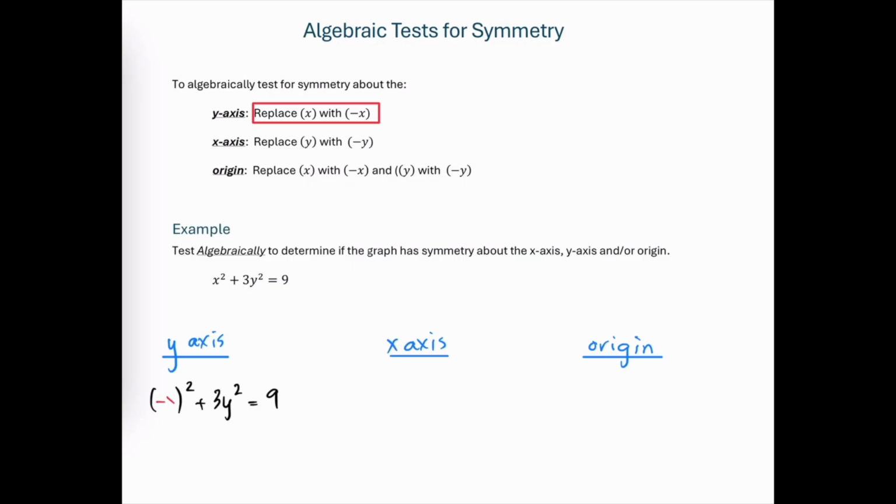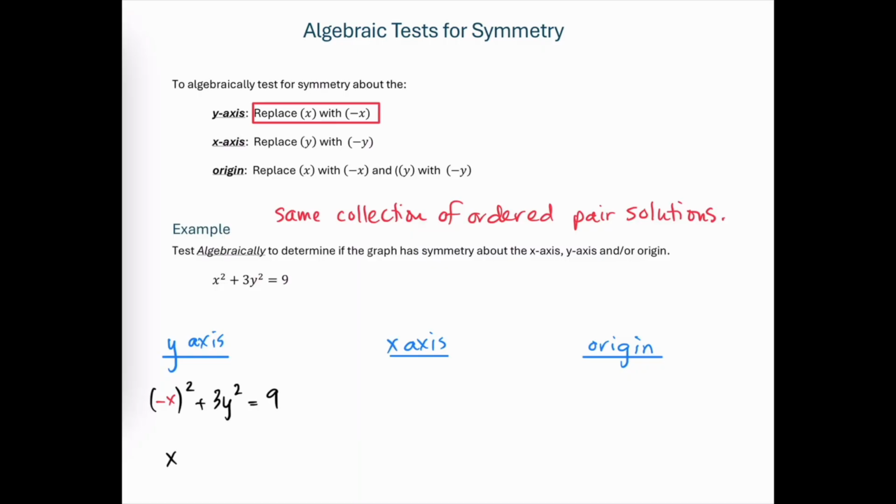So we replace the x with negative x, and then we simplify to determine whether or not we're going to get the same collection of ordered pair solutions. Essentially, when we replace x with negative x, we're flipping the graph over the y-axis, which means that these points are going over to the other side. And when that happens, is the result going to look like the same graph as the original? In other words, algebraically, are we going to have the same collection of ordered pair solutions?